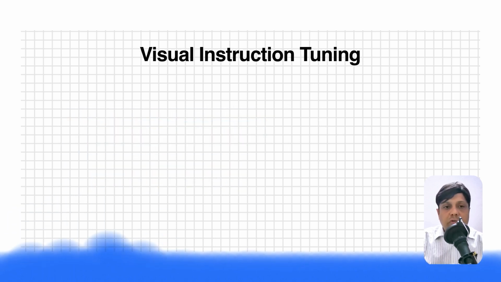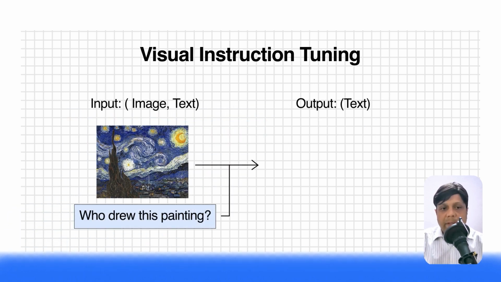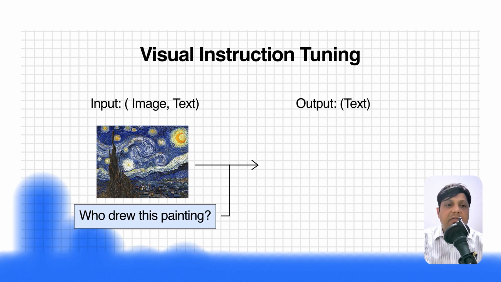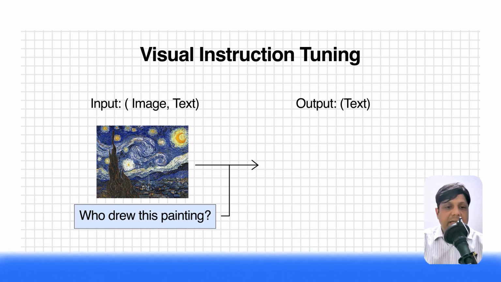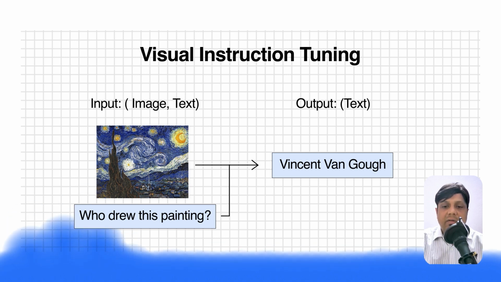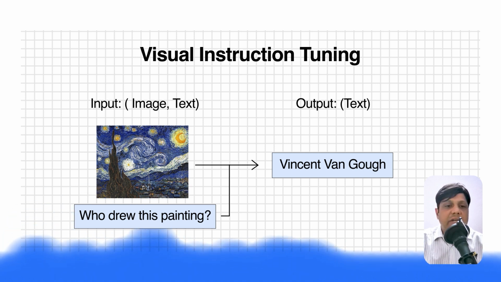We also do visual instruction tuning. So in that, basically we have the input as image and text. The image is a painting, and the text is "who drew this painting", and the output is Vincent van Gogh. So that's how we fine tune the model.